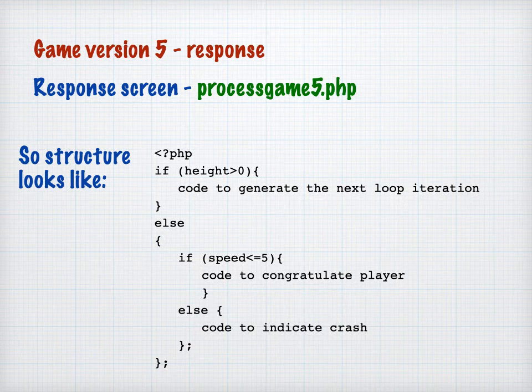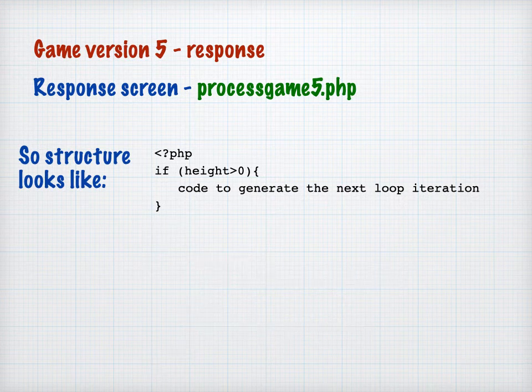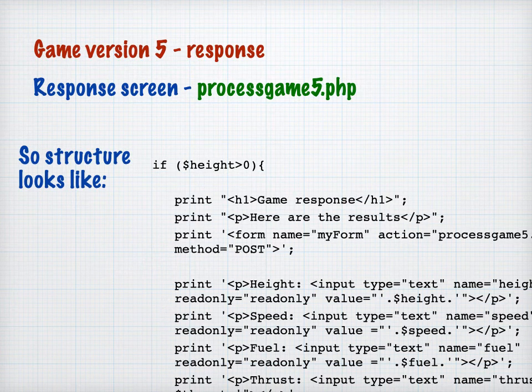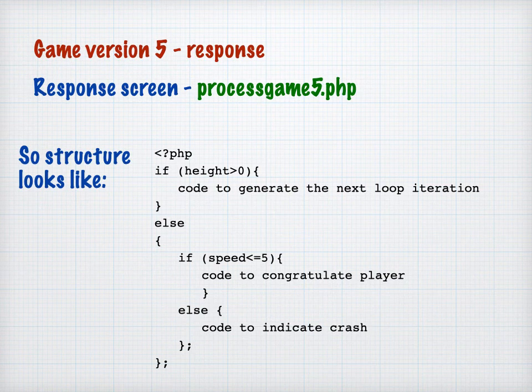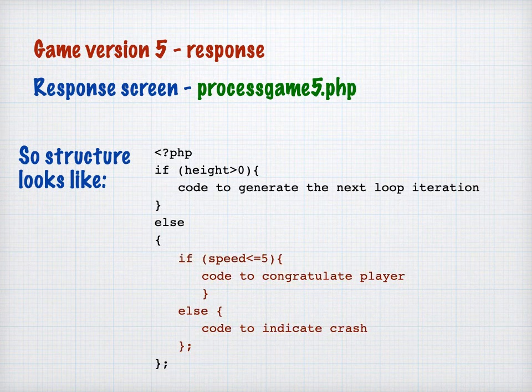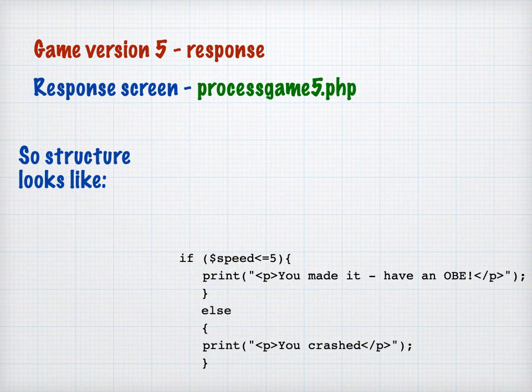So the code will look something like this. At the top, you'll basically go, if the height is greater than 0, we print the form at that point. If the speed is less than 5, well, it's going to look something like this. You made it, or you crashed, something like that.